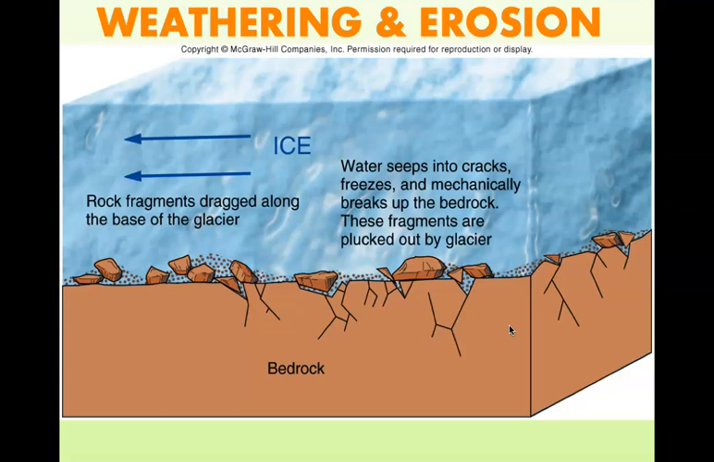These erratics, these giant boulders that are just monstrous, you'll see them as decoration in front of buildings and so on and so forth. Those were dropped down here by the glaciers.